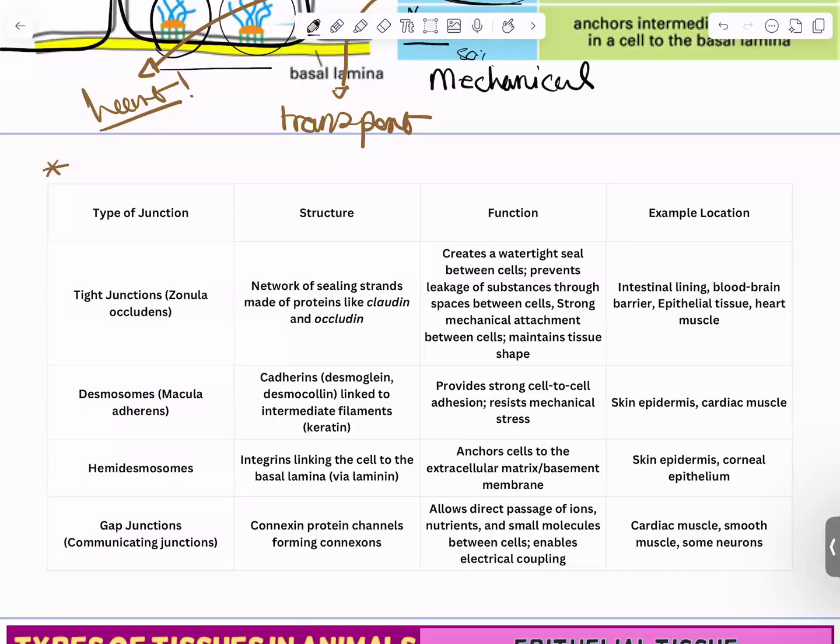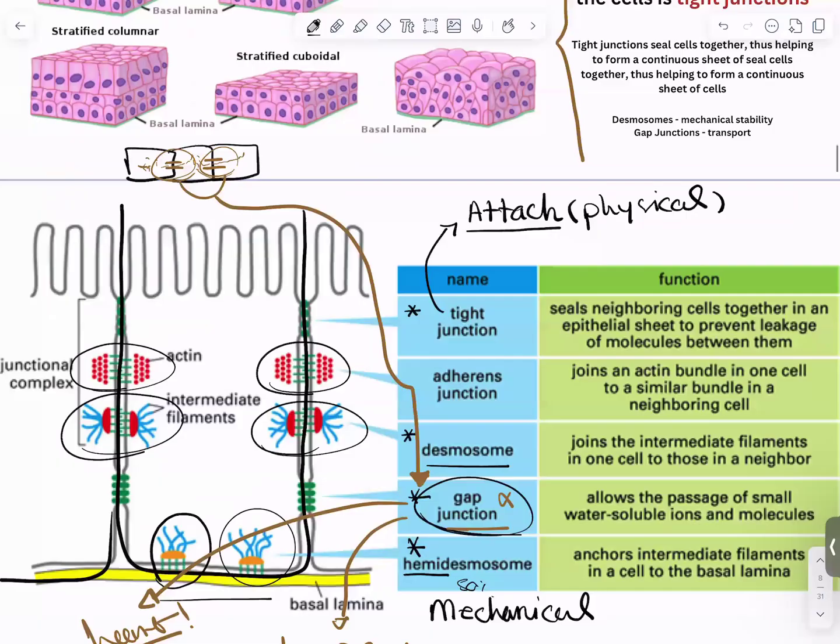Okay, thank you. No worries. For example, gap junction is very prominent in the heart. So these are the things that you have to remember. Any other questions?